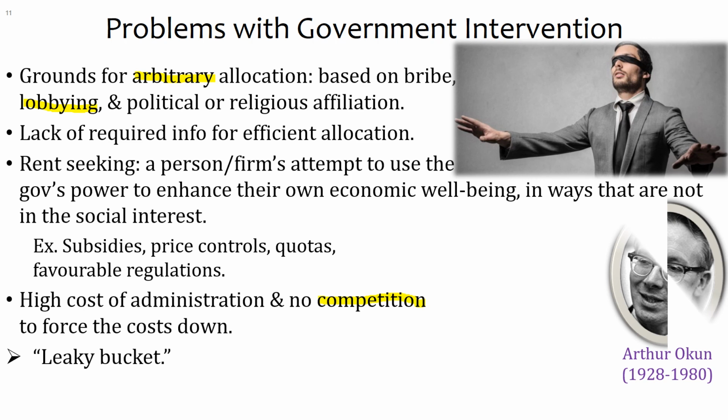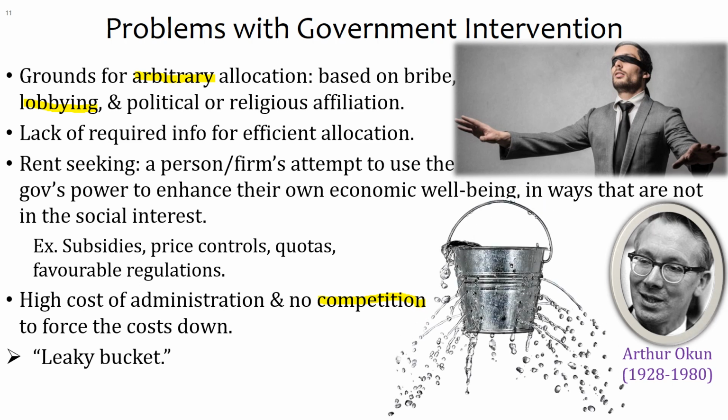All right, so this is the concept of a leaky bucket. This is by an economist named Arthur Okun, who came up with this idea that, let's say you have a little town that doesn't have a water well, and there's a water well outside the town, and they decide to supply water from the well with a bucket, but their bucket is leaky. Now, they could get some water to the town, but the idea is that some of the water is going to be lost on the way. The case of government intervention is always the case of a leaky bucket.